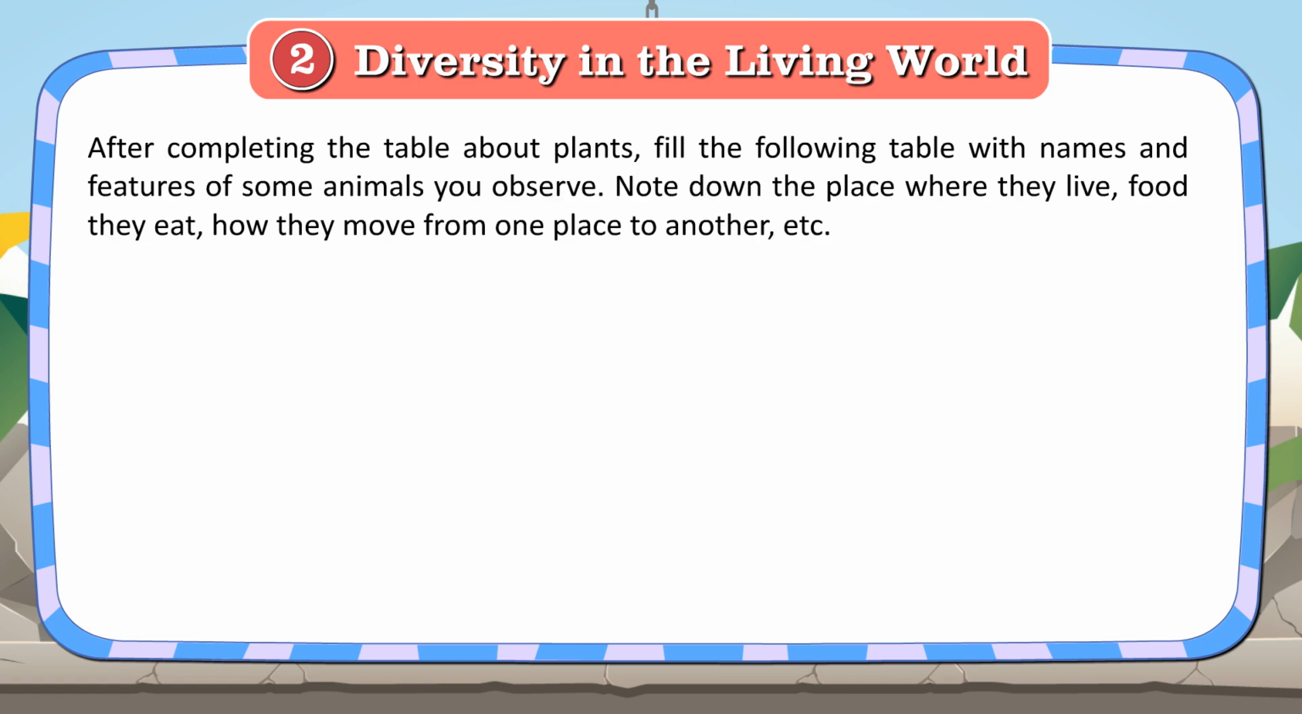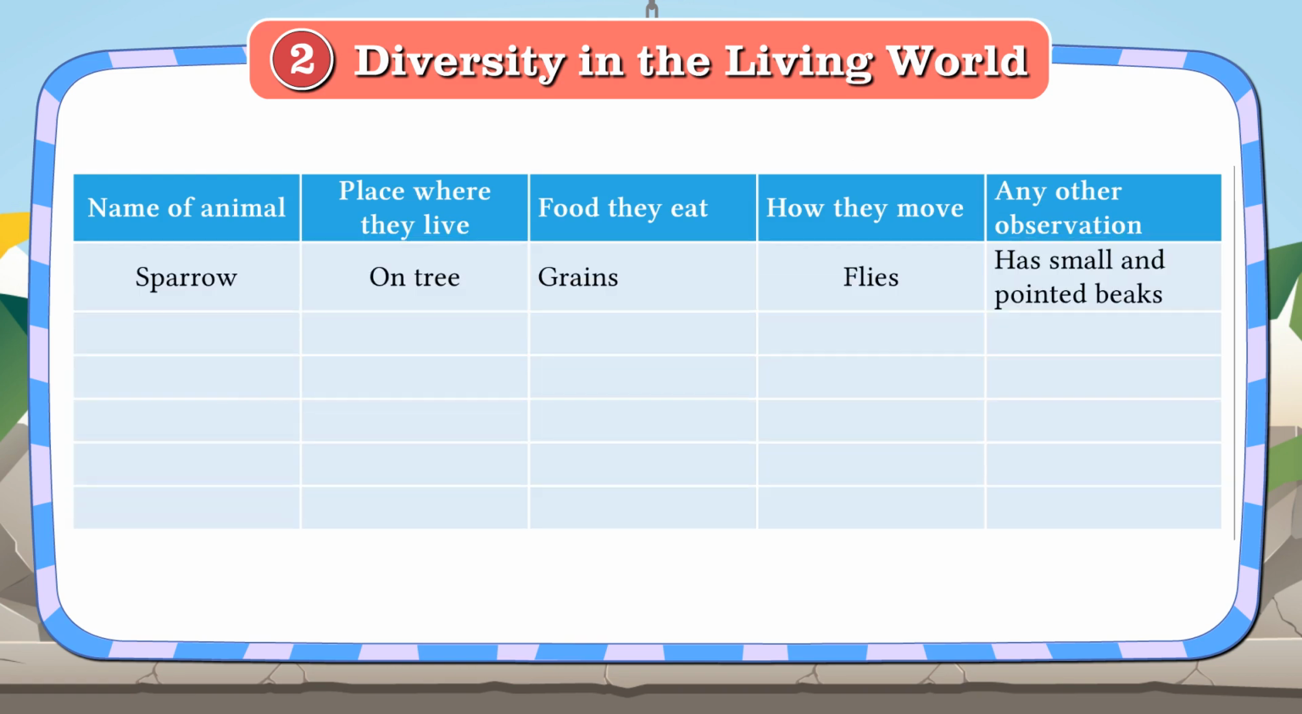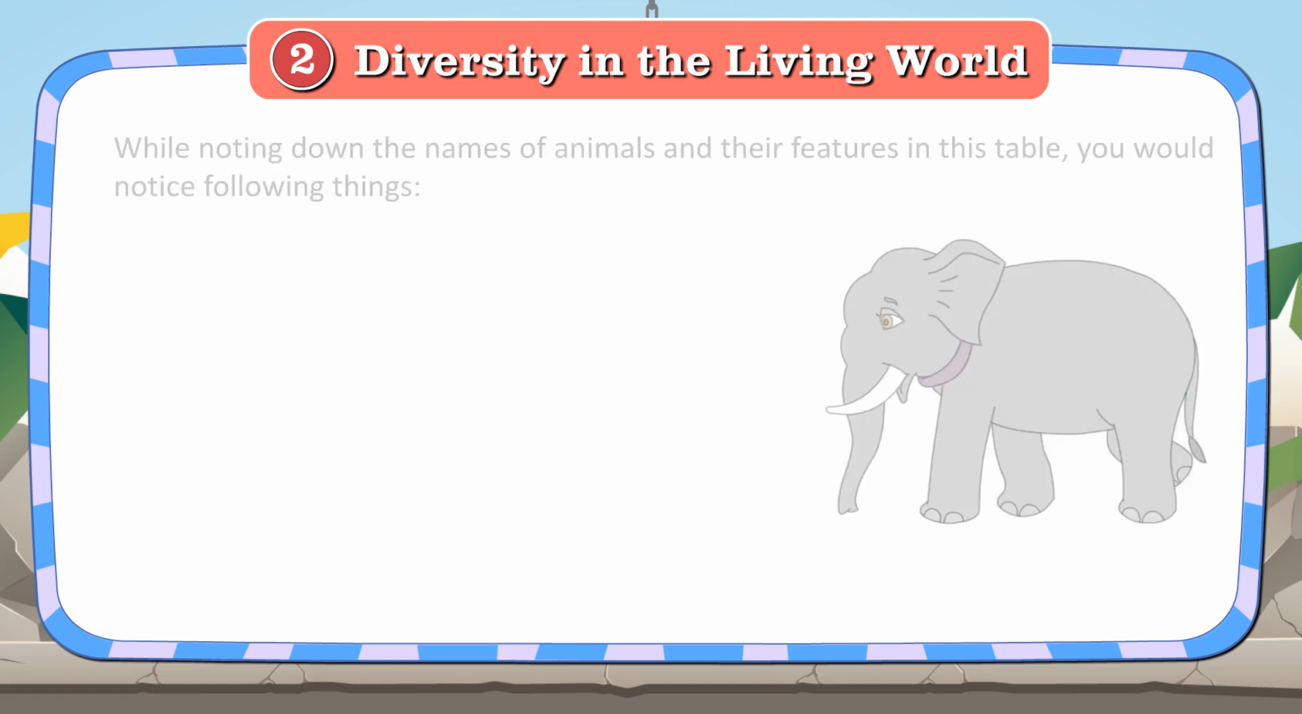After completing the table about the plants, fill the following table with names and features of some animals you observe. Note down the place where they live, what they eat, how they move from one place to another, etc. Name of animal, place where they live, what they eat, how they move, any other observation. Sparrow: on tree, grains, flies, has a small and pointed beak.